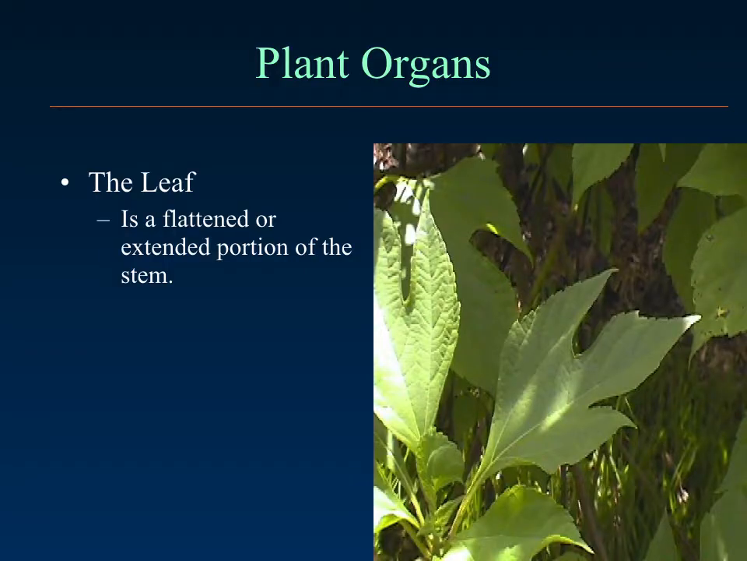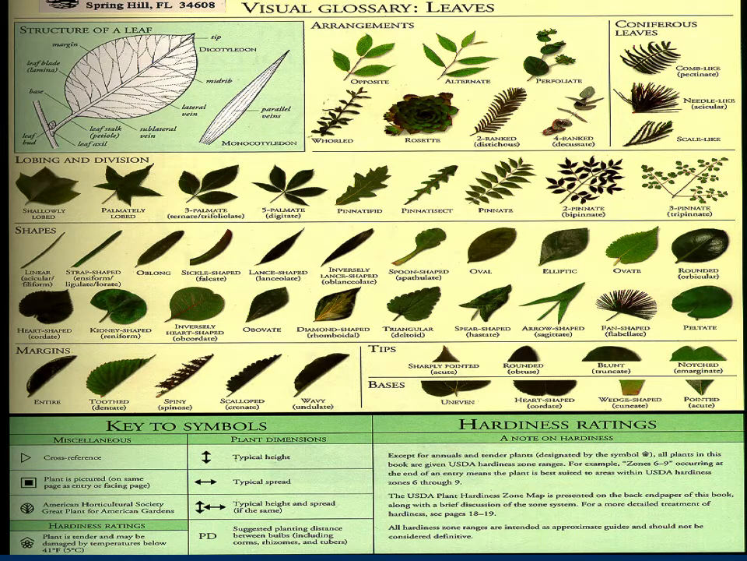So, the leaf. It's a flattened extension or portion of the stem. We never think of it as kind of an extension of a stem, but it is. And there's all sorts of names for the various types of leaves and the patterns that they are arranged in. For example, in the upper part of the slide here, you can see opposite. The leaves are opposite one another.